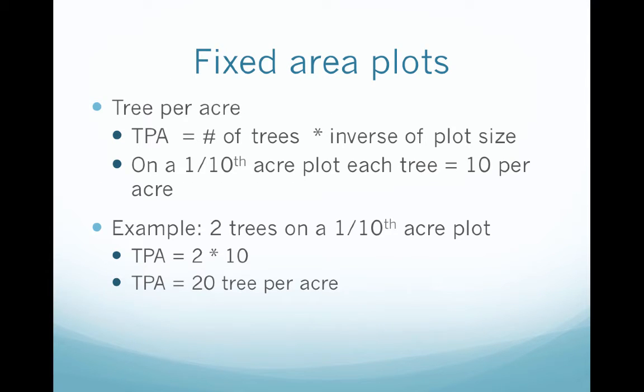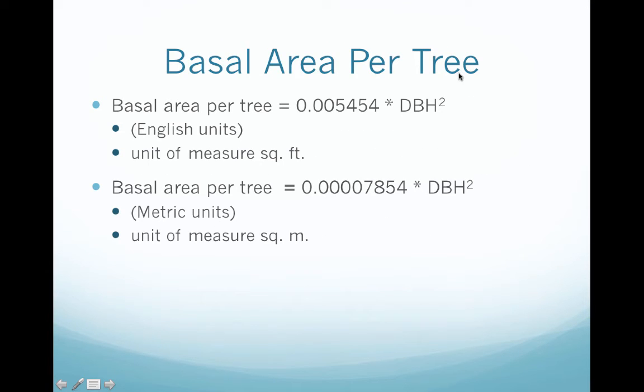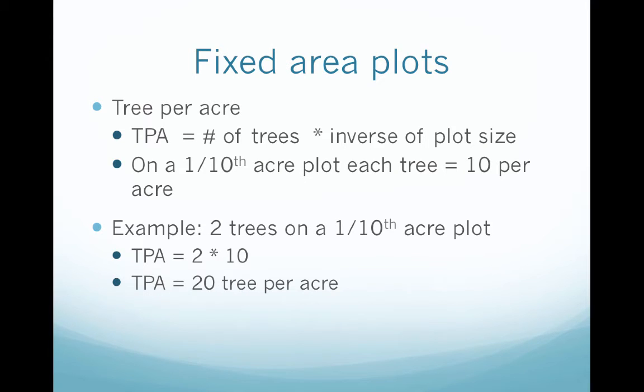So now let's move into some of the bigger calculations. This serves as our base. We'll use this basal area per tree in calculating other measurements. So our fixed area plots. Again, a fixed area plot is just a fixed area. So maybe it's a 5th acre circular plot, maybe it's a 1/100th acre square plot, but it's a fixed area.